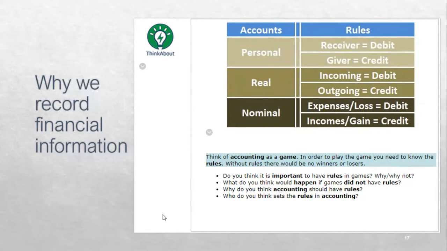Now, if we think of accounting as a game, in order to play any type of game, you need to know the rules beforehand. If we don't know the rules, we'll never know who wins or who loses a specific game. So let's take, for example, Uno. Most of you should know what Uno is. If we take Uno, do you think it's important for Uno to have rules? And why do you say it is important, or why not?